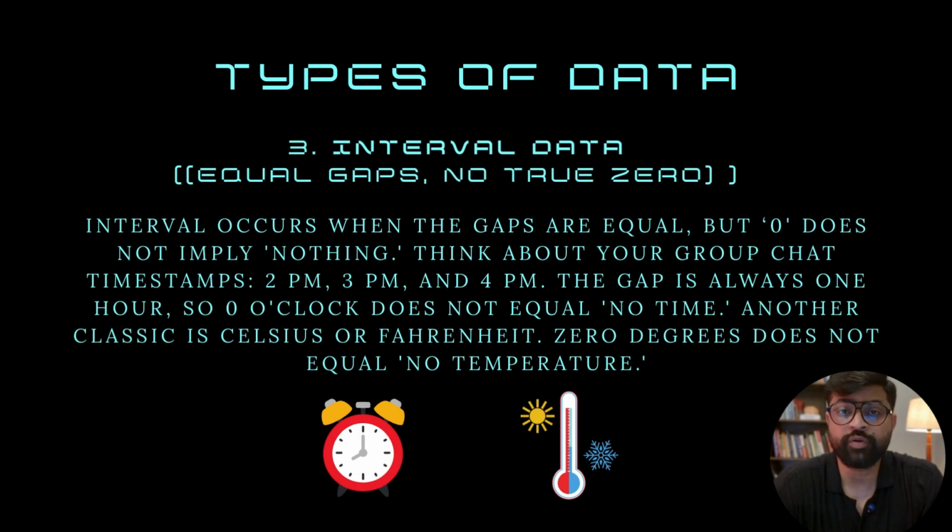Now let's talk about interval scales or interval data. The key feature would be it has equal gaps, but there are no true zeros. For example, the time. So the difference between 1 p.m. and 2 p.m. is exactly 1 hour. The difference between 2 p.m. and 3 p.m. is exactly 1 hour. You can tell it, you can calculate it.